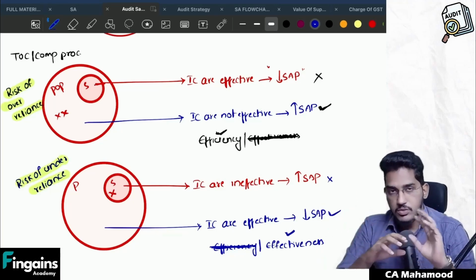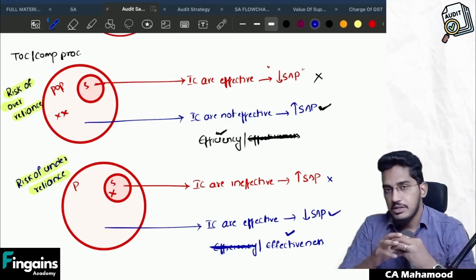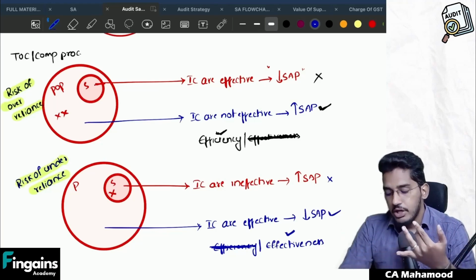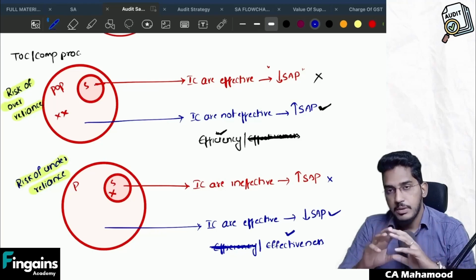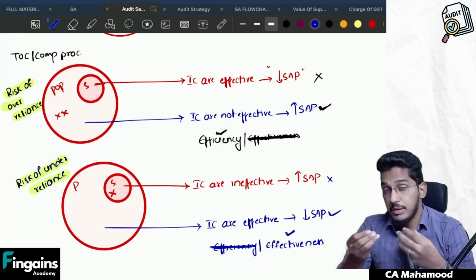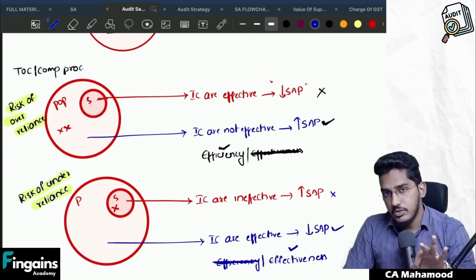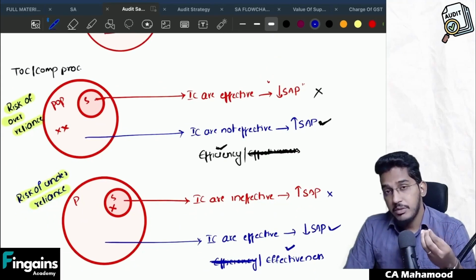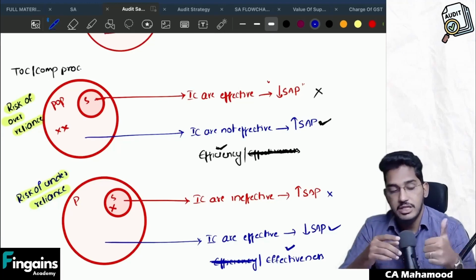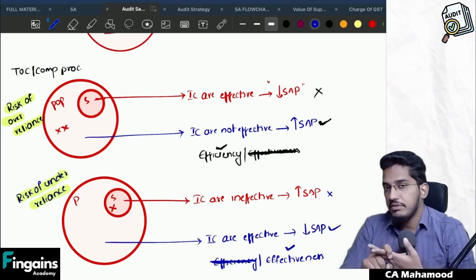So risk of over reliance. What is risk of over reliance, sir? There is an entire population of internal control. From that you have taken a sample. On the sample you performed compliance procedures. You did not find any deviation. You decided internal controls are effective. You decided to perform less substantive audit procedures. But if you would have performed compliance procedures on the entire population, you would have found deviations. That means you would have concluded internal controls are not effective. You should have taken the decision to perform more substantive audit procedures. But because of sampling, you are performing less substantive audit procedures when more is required. You are overly relying on internal controls. This we call risk of over reliance. Will risk of over reliance have an impact on the efficiency of audit or on the effectiveness of audit?